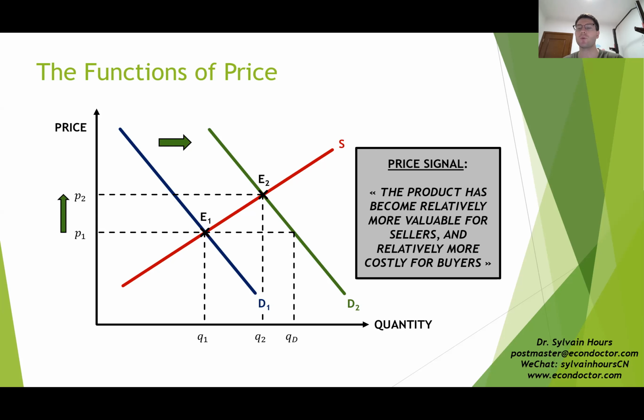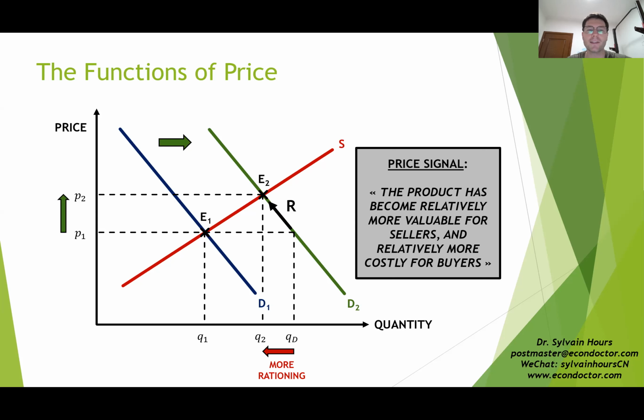Now, what's going to be the consequence of that information? What are buyers and sellers going to do with it? So we can look at the rationing function. Because the price increases from P1 to P2, the rationing function will become stronger. There will be more rationing, which means that there will be fewer consumers willing and able to purchase the product. This is represented by a movement up along the demand curve, a decrease in quantity demanded, more rationing.